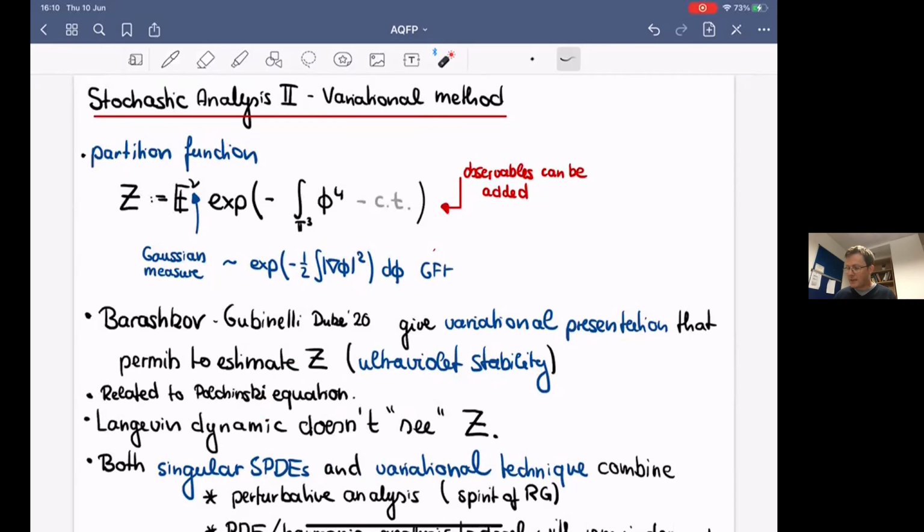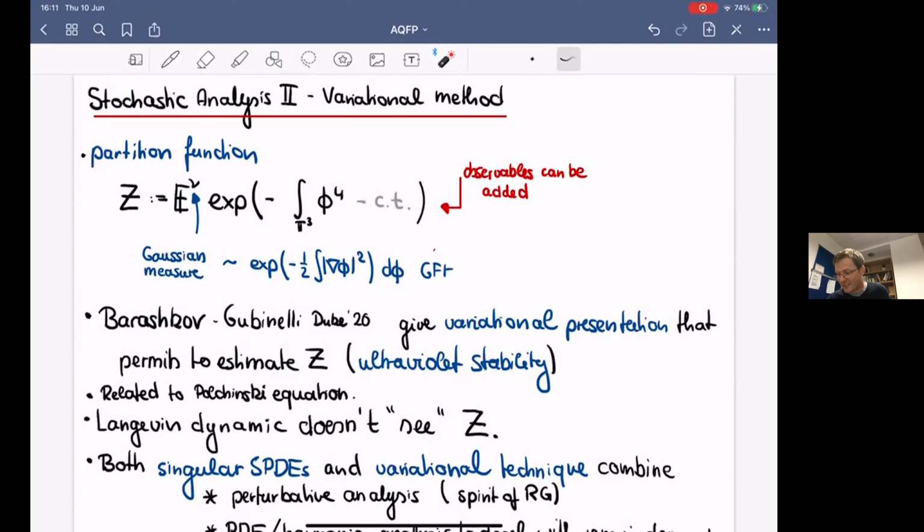Then Barashkov and Gubinelli gave a very nice, explicit variational representation of this object, and they were able to reproduce, among other things, the classical estimates that Glimm and Jaffe obtained in their first paper on the ultraviolet stability here, in, for me, completely mind-boggling simplicity. I really like that paper. And it really gives you a lot of handle in order to do these kinds of calculations. It's a, I think, 25-page paper, and everything is included.